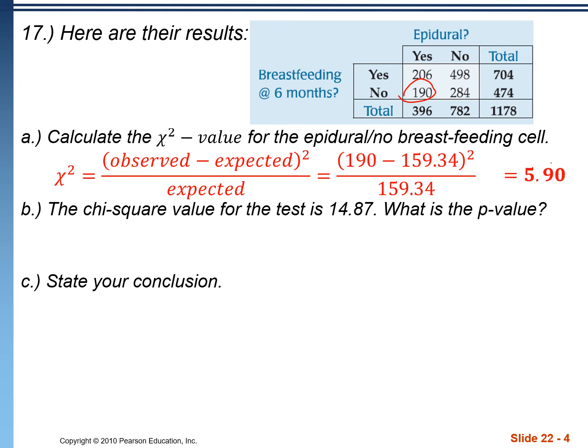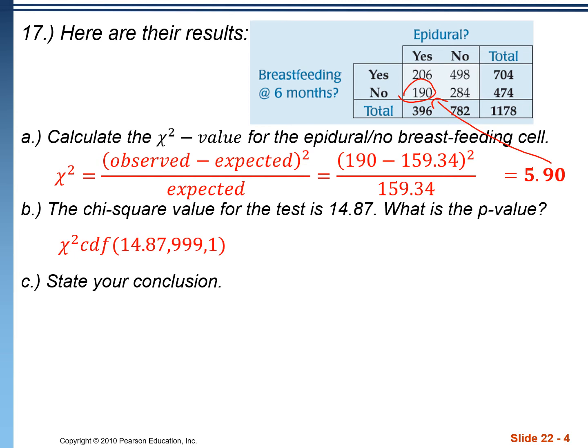That's the chi-square value for this specific cell. Each cell has its own chi-square value. When we add them all together, we get the chi-square value for the entire test. B tells us that chi-square value is 14.87. What's the p-value for that?